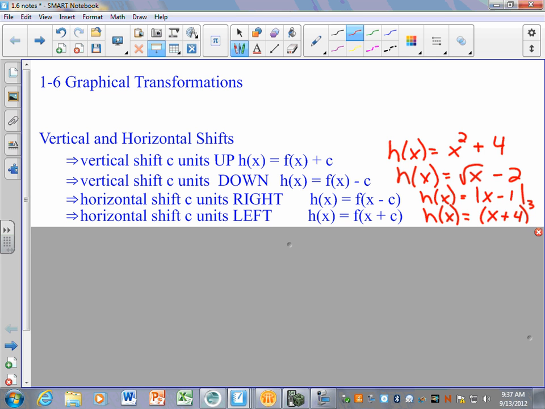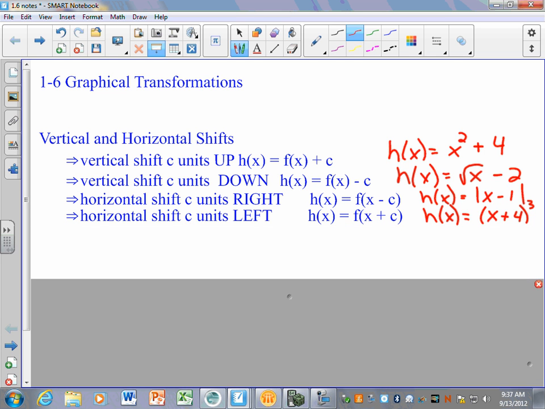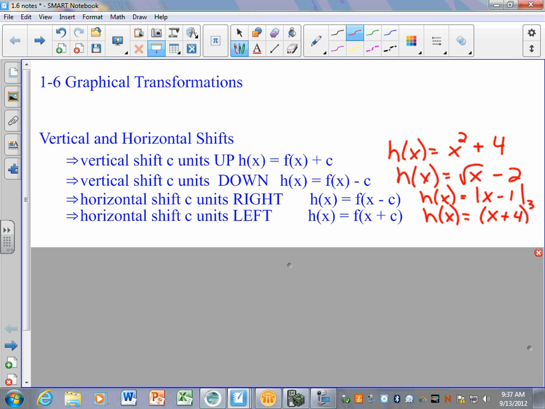Yes? That's a lot to FOIL out. And then make an XY chart. Totally not. That's why you should know this.